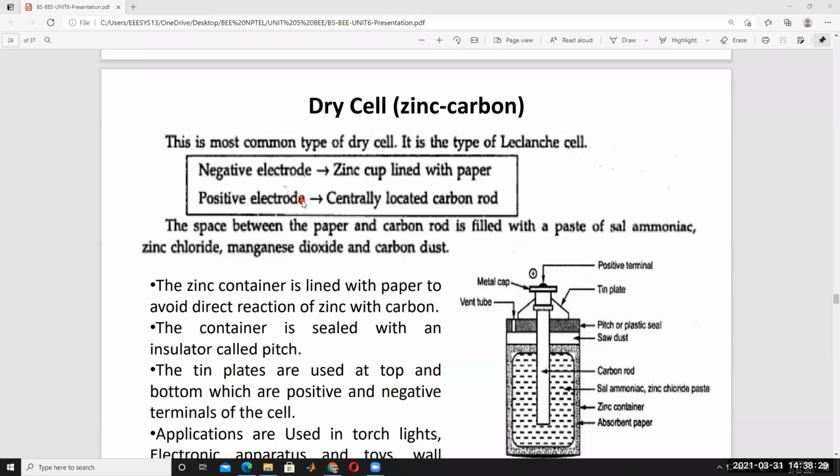Two types of electrodes are used in the dry cell. The negative electrode is a zinc cup lined with paper, and the positive electrode is a centrally located carbon rod. So the carbon rod is the positive terminal. Understood?